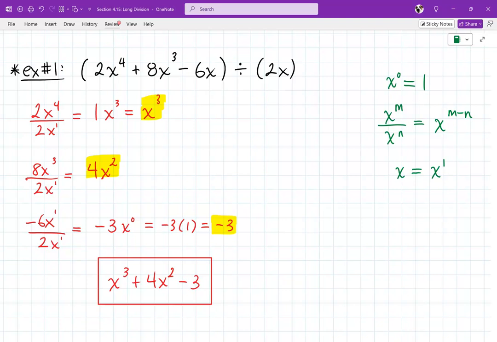But yeah, if not, just take your time. Do what I did. Break it up into little parts. Remember, each piece, right? There was this piece here, this piece there, that piece there. Divide each piece by 2x, okay?